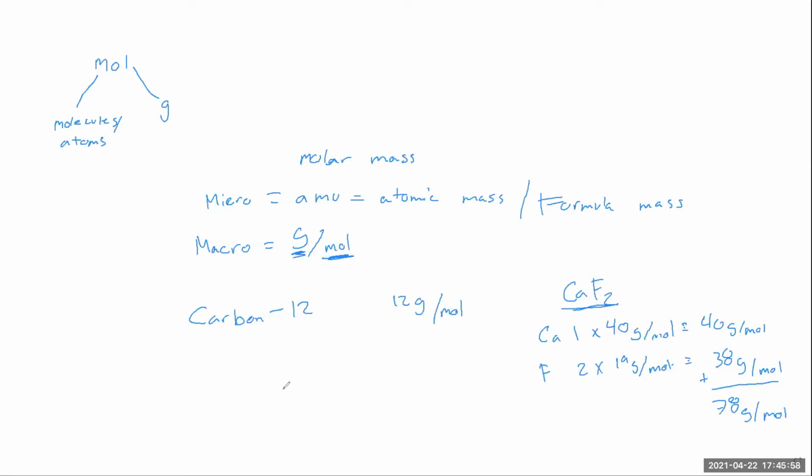I have a question about the calcium. So the 40 grams per mole is the atomic mass from the periodic table? It's the mass associated with calcium on the periodic table. Okay, thank you.